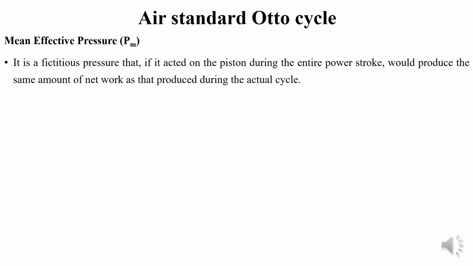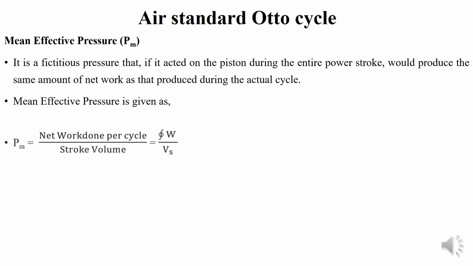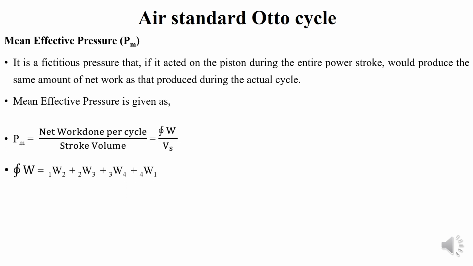So mean effective pressure. It is the theoretical pressure acting on the piston surfaces during the entire power stroke. Whatever we are taking as average pressure, that is nothing but mean effective pressure. So it is given by net work done divided by the stroke volume. Net work done, we have already derived that equation. That is also given by our work done for each process.